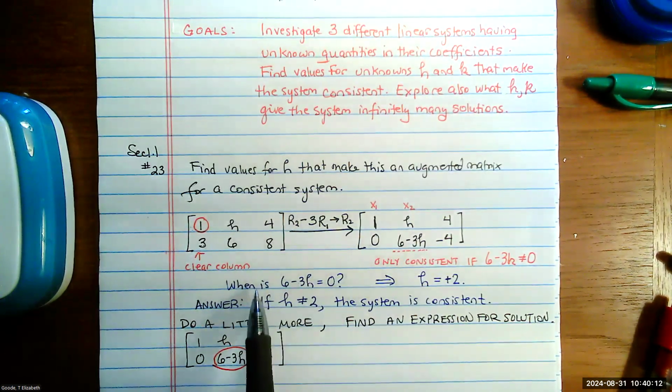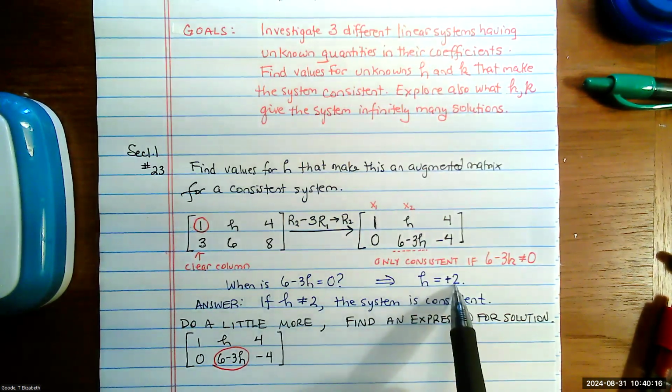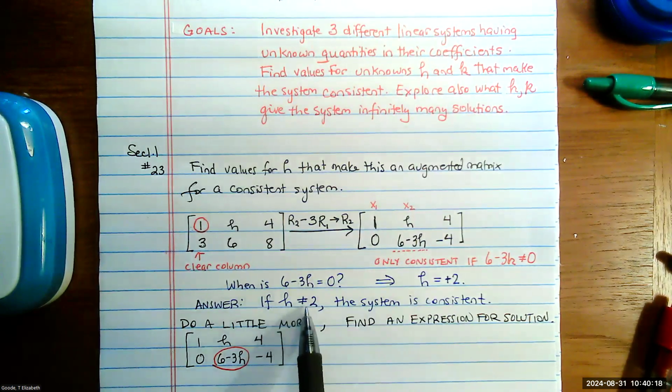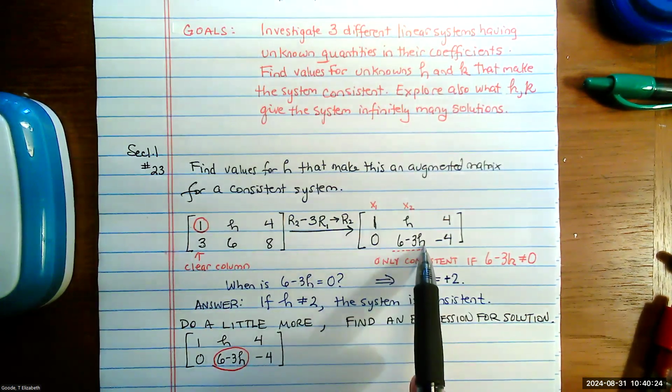So we're going to try to figure out when 6 minus 3h is not 0. You might as well just solve for when it is 0. And we find out that happens when h is 2. So the answer is if h is not equal to 2, this system will be consistent because this quantity won't be a 0 and we'll be able to turn it into a leading 1.